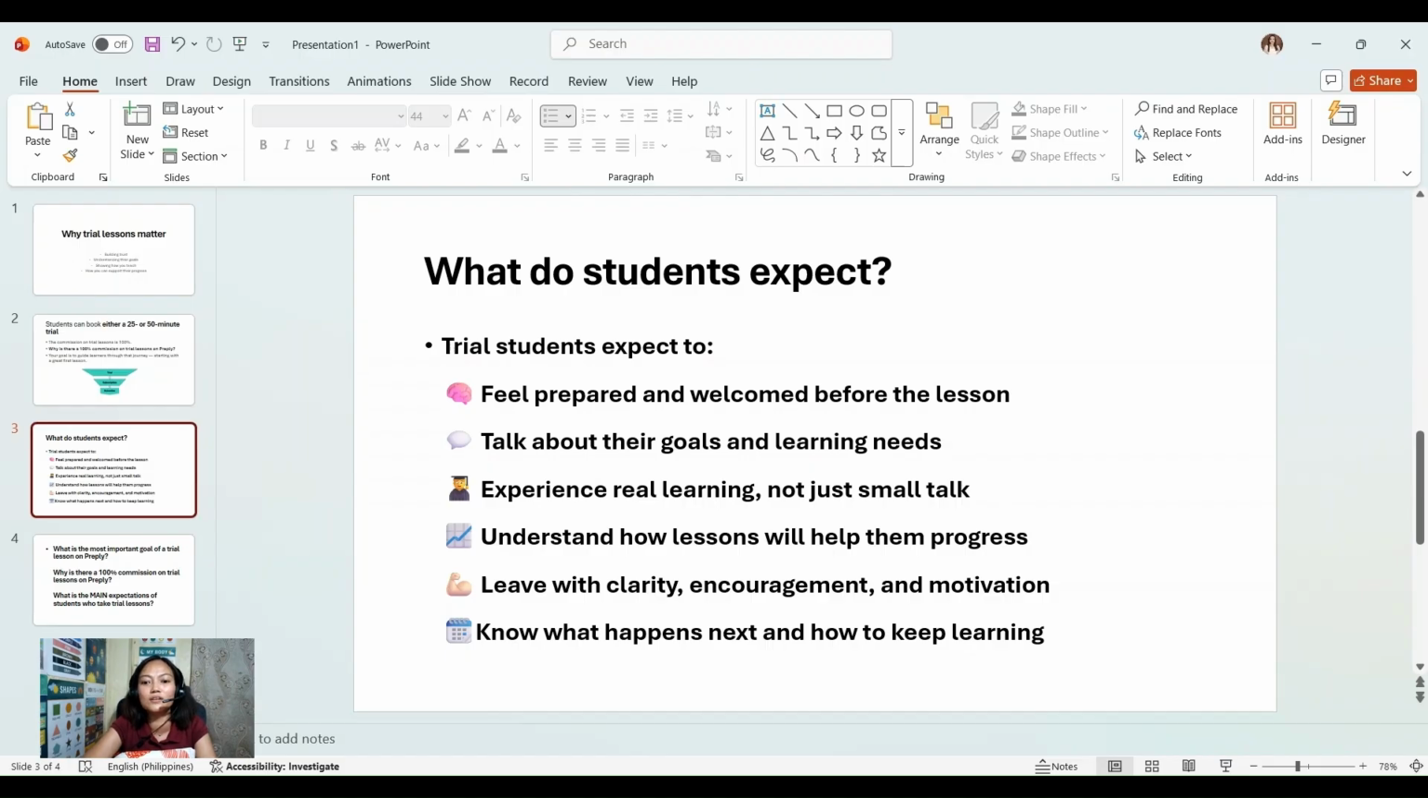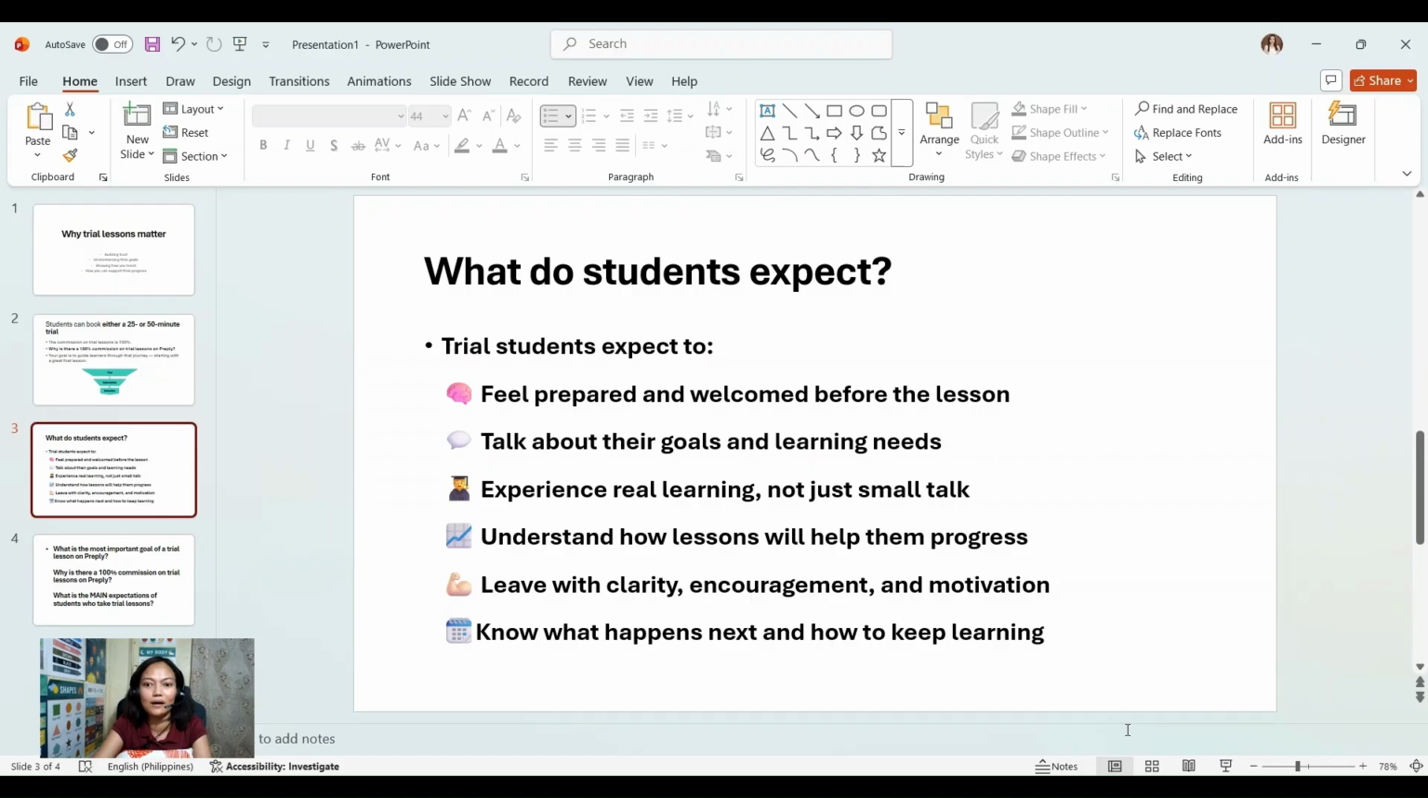And third is experience real learning, not just small talk. Based on my experience, okay lang small talk first, first lesson, second lesson. Actually, small talk happens in my lesson, based on my observation, in the second lesson.